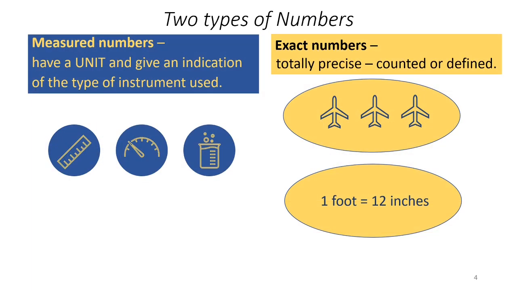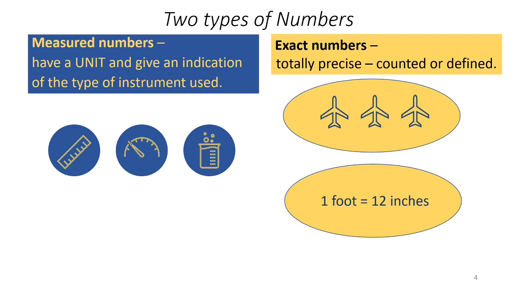We need to make a distinction between measurements and exact numbers. Measurements have a unit and give an indication of the type of instrument used to make them. I'll explain this more in a moment. There is always some uncertainty in a measurement. On the other hand, exact numbers have no uncertainty.